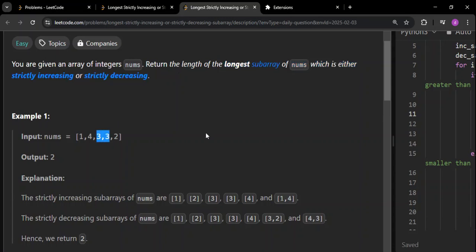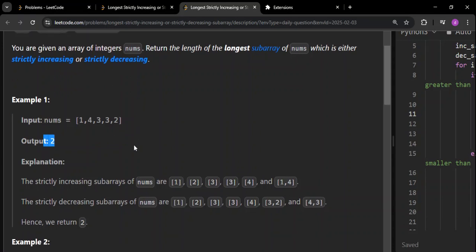Now 3 and 3. If you see here, it is neither strictly increasing nor strictly decreasing. It is an equal element. Remember, whenever the adjacent elements are equal, they will be neither strictly increasing nor strictly decreasing. So here the subarray length is going to be 0, or you can say 1. The subarray length satisfying this property is going to be 1. Now 3 and 2, again it is strictly decreasing, so again it is going to be 2. Overall, among all the values, we are getting 2 as the maximum. 2 is the length of the longest subarray which is satisfying these properties.